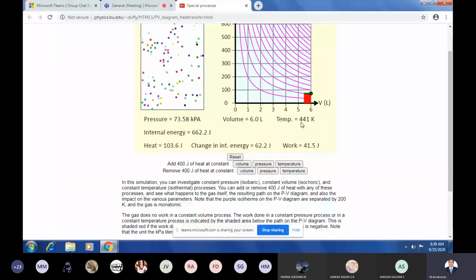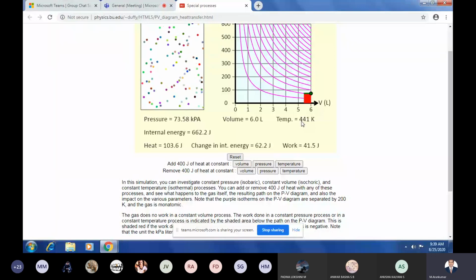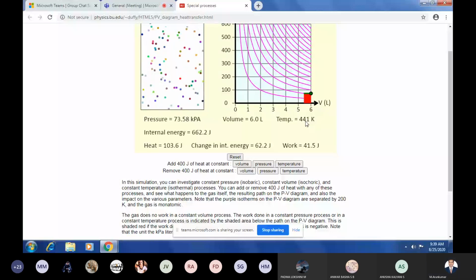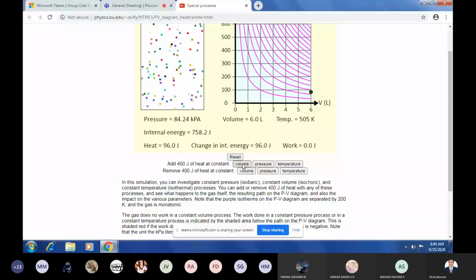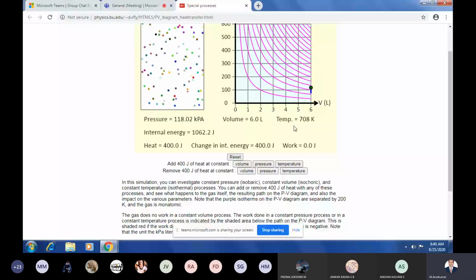The temperature T3 is increasing, right? Initially we have T1, T2 at 400 Kelvin, but now we get 441 Kelvin. So we are getting more temperature here, but pressure is constant. Also, we can add a volume. Temperature gets increased, but there is a change in pressure, volume, and temperature, right?